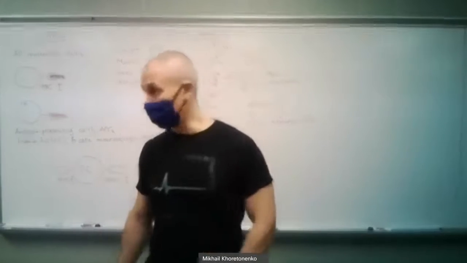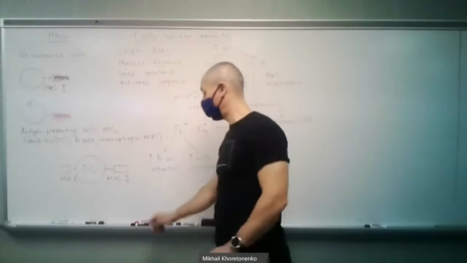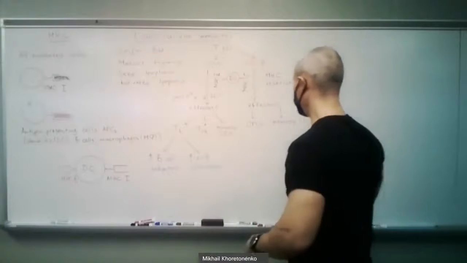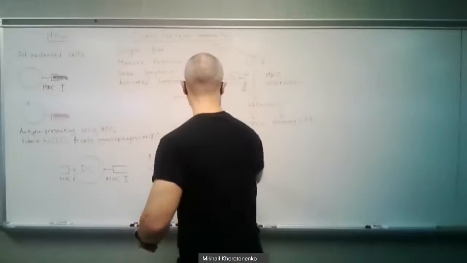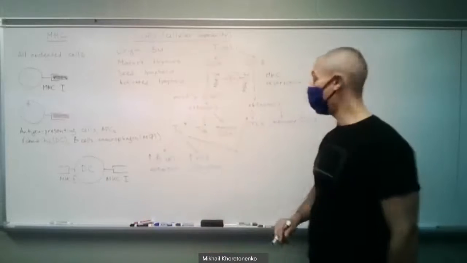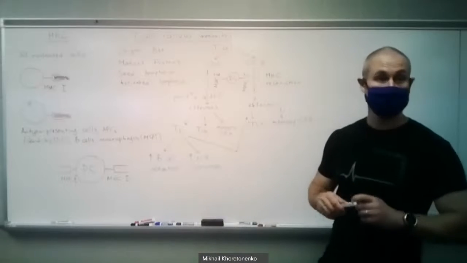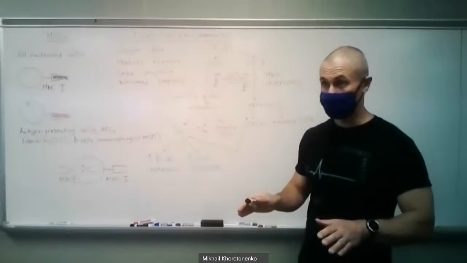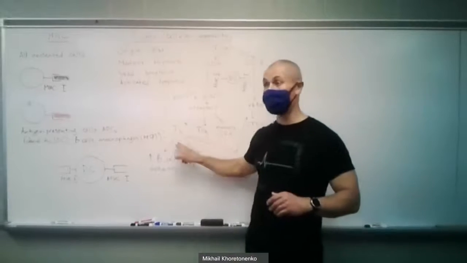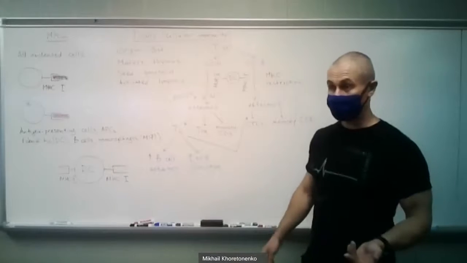So can macrophages destroy infected cells? Yes. But with the help of T helpers, they do much better. And finally, T helpers assist in the maturation of cytotoxic lymphocytes. Does that make sense?